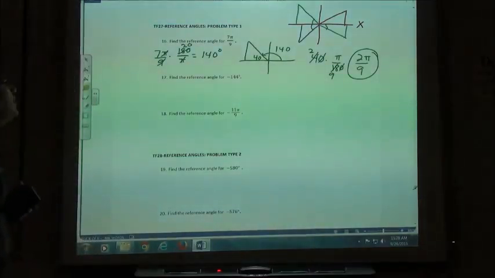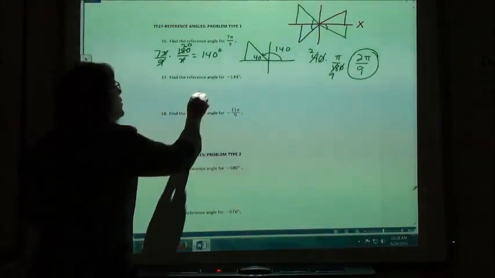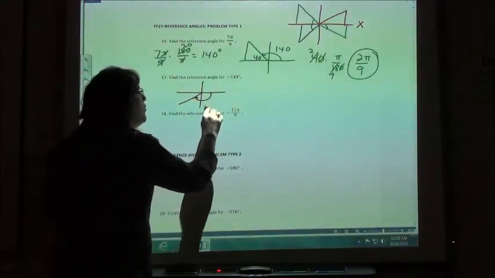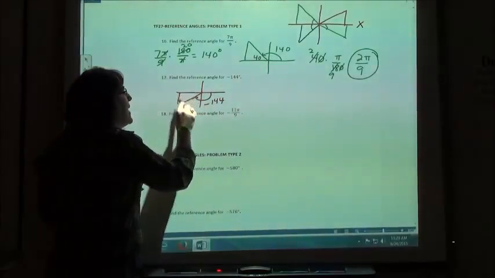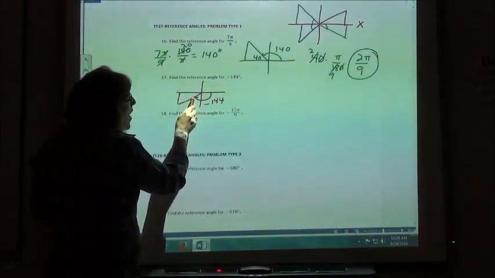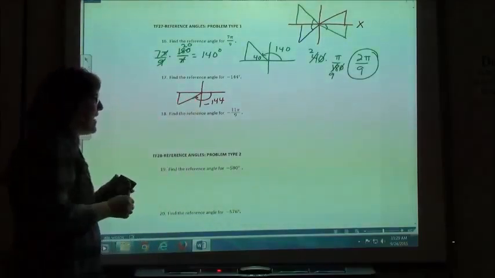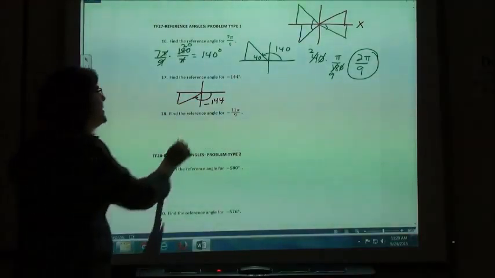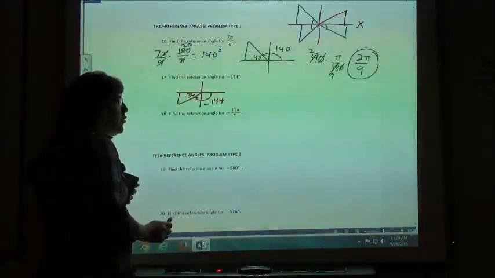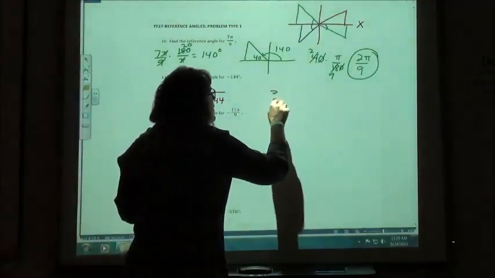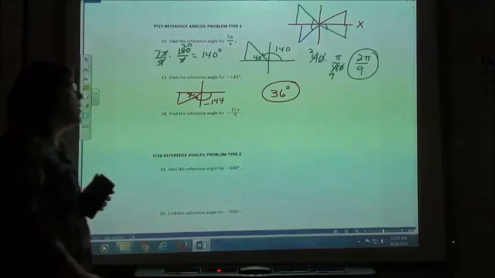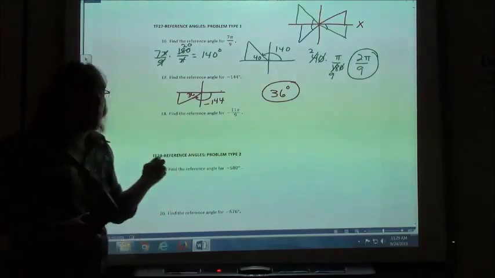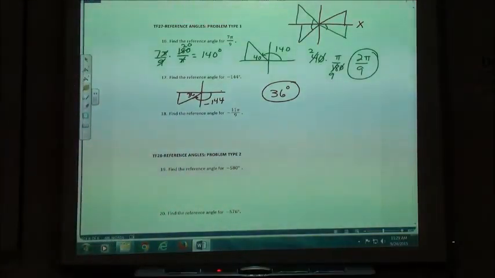Number 17, we want to find the reference angle for negative 144 degrees. So negative 144 degrees would end up being over here in quadrant 3. But my reference angle goes here. So I'm trying to figure out how much more do I have to go to get to the 180. So if I just take my 180 minus my 144, that tells me this angle here is 36 degrees in the positive direction. And so 36 degrees is what my reference angle is. If I took the 36 here plus the 144, if I went the right direction, I'd end up being at 180.